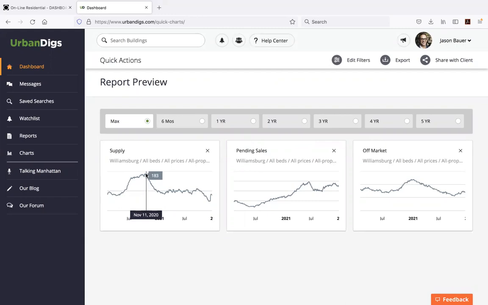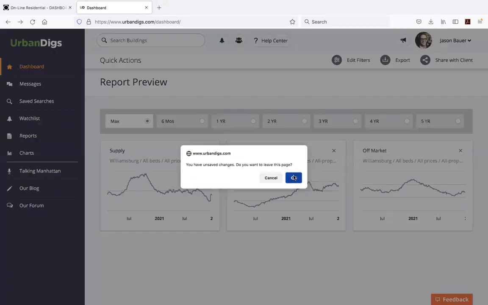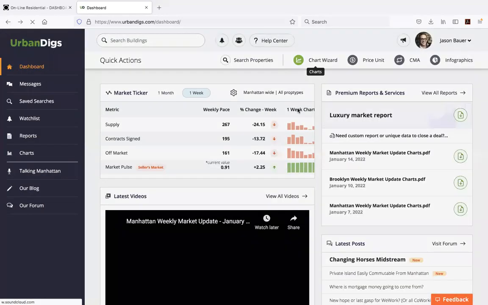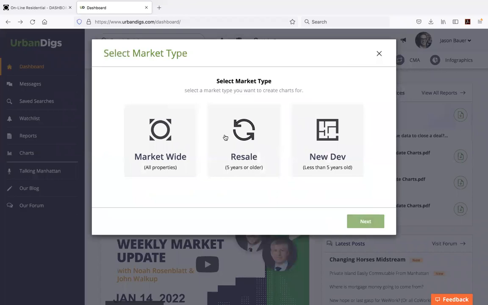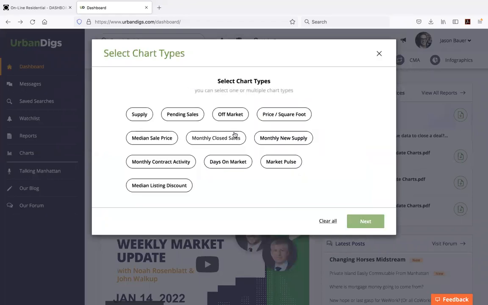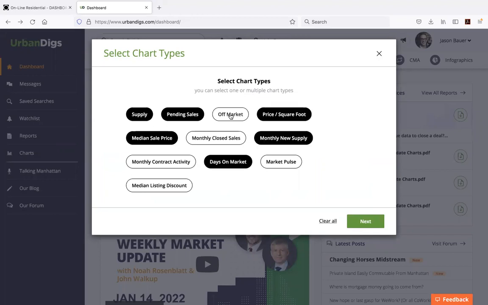We had a high of 183 last November, and right now we're at 82 listings on the market, right? There was a little bit of a spike in early January, but besides that, it wasn't too much. And again, if I go back, and if I change this, let's go back in Brooklyn. Let's just look at resales, supply, sales, median sale price, new supply, days on market, price per square foot. Let's see what's going on here.